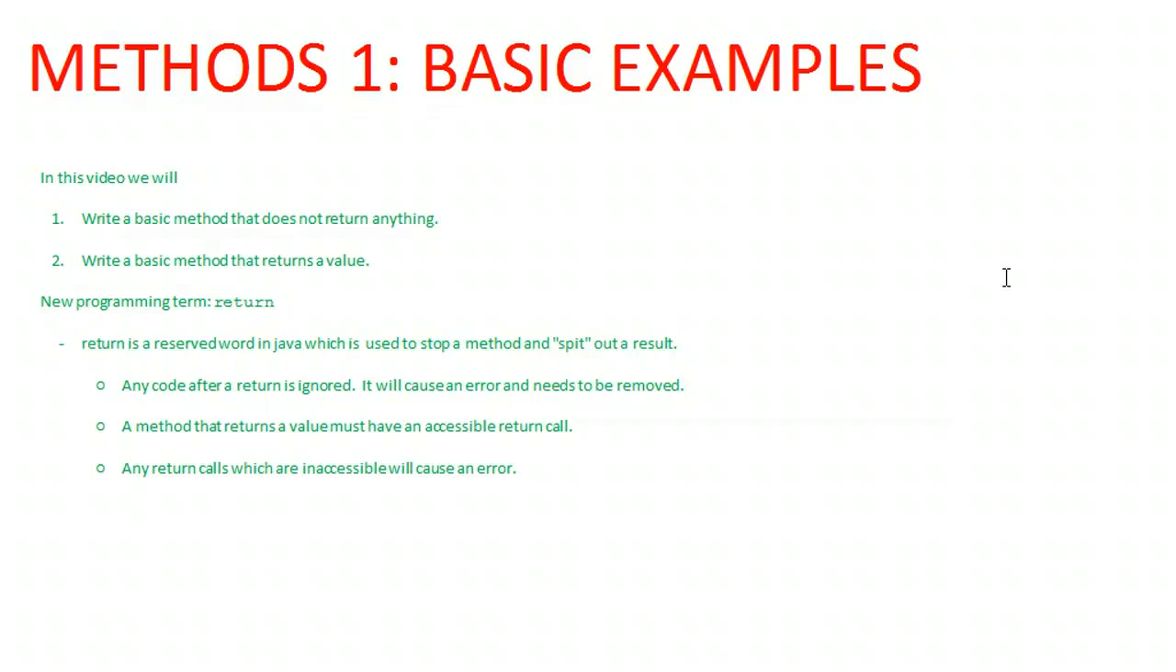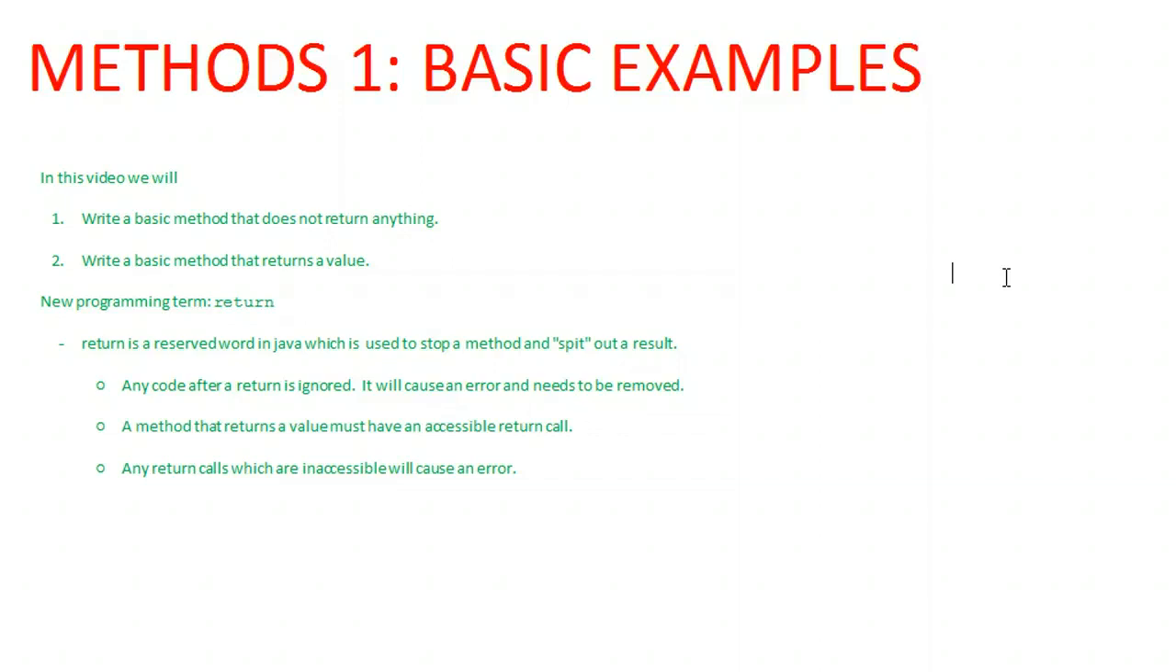There's lots of little subtleties that are important to observe when using return statements, and we'll have a little video that goes through the different types of common errors that you can encounter. But three things I want to say now. Any code after return is ignored. It will cause an error and needs to be removed. So as soon as you have a return statement, the program stops running that method. So if there's code directly after it, it will never be accessed and therefore results in an error.